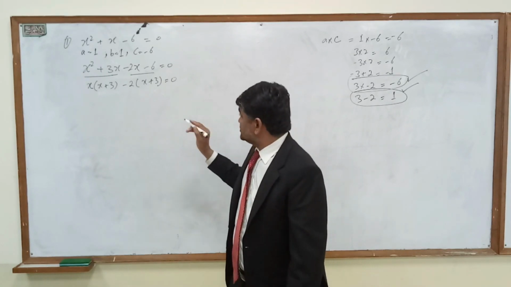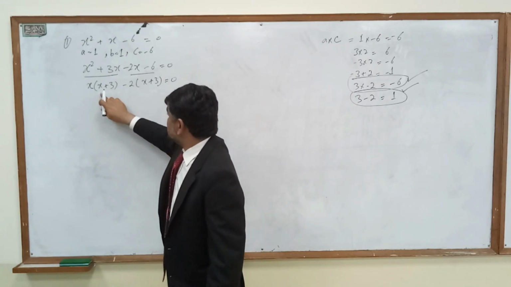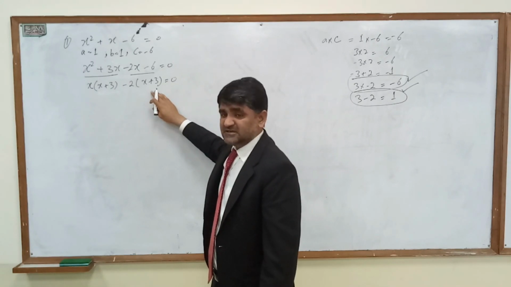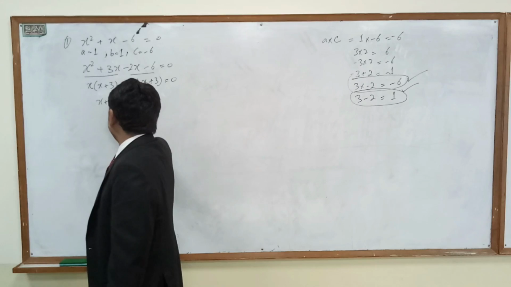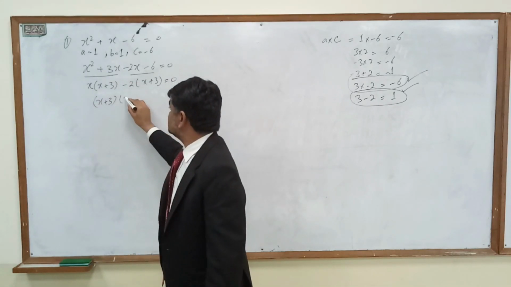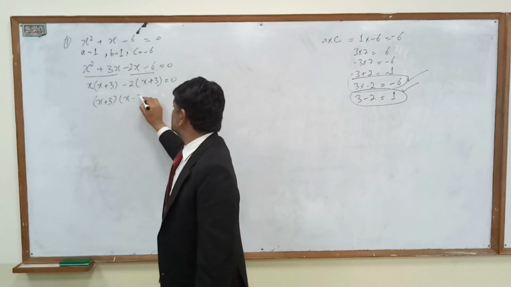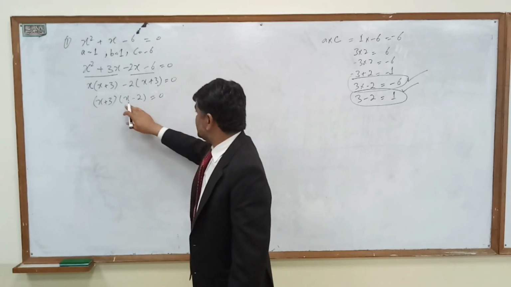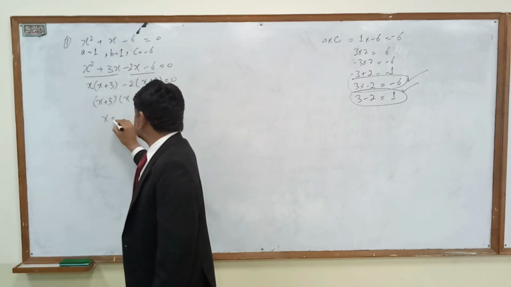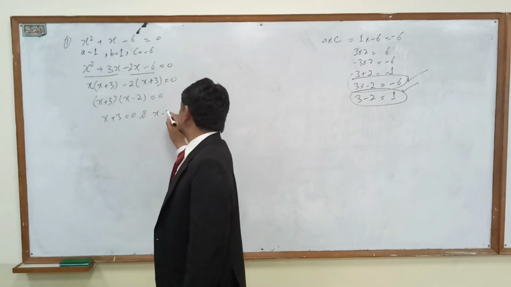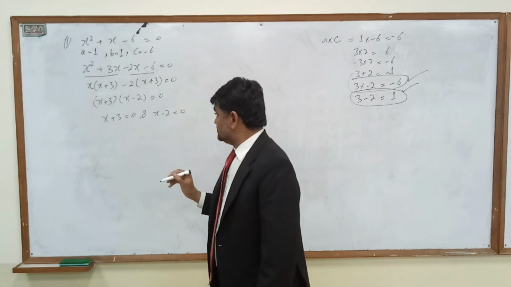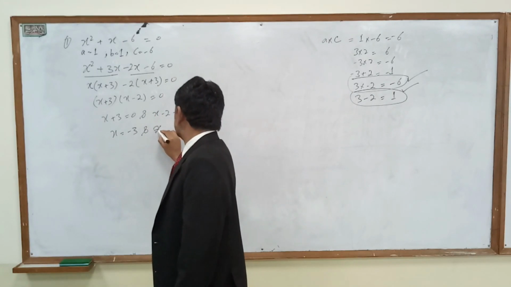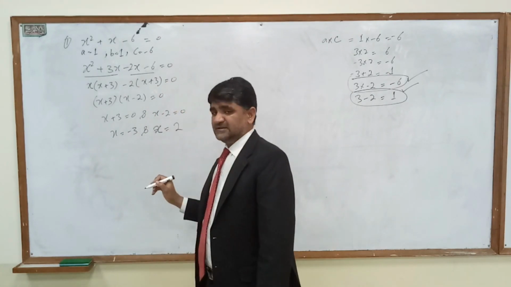Okay, in your pair. So we have two values. x plus 3 is also here. So what's common? x plus 3 is common. So what's left? x minus 2 is equal to 0. So this expression is also equal to 0. x plus 3 is equal to 0 and x minus 2 is equal to 0. So x is equal to minus 3 and x is equal to plus 2. Second degree equation.